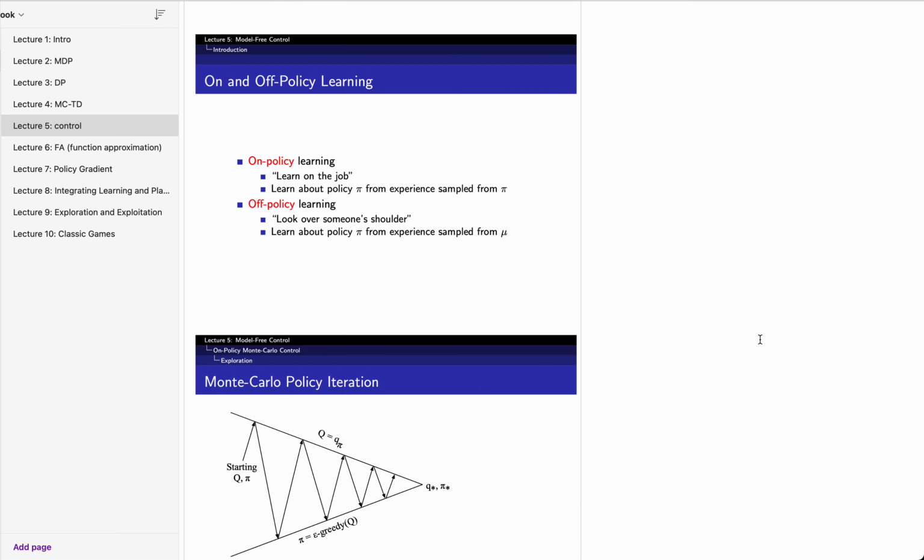Here it talks about on-policy and off-policy learning. On-policy means learn on the job: learn about the policy pi from experience sampled from pi. I want to learn soccer. I'm just going to play soccer until I learn it.